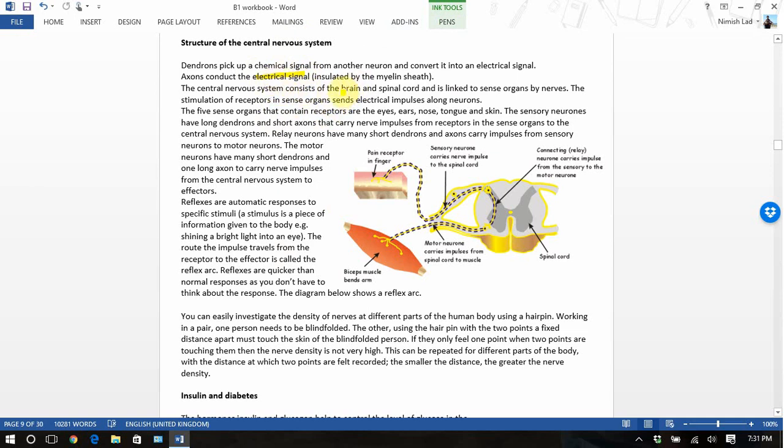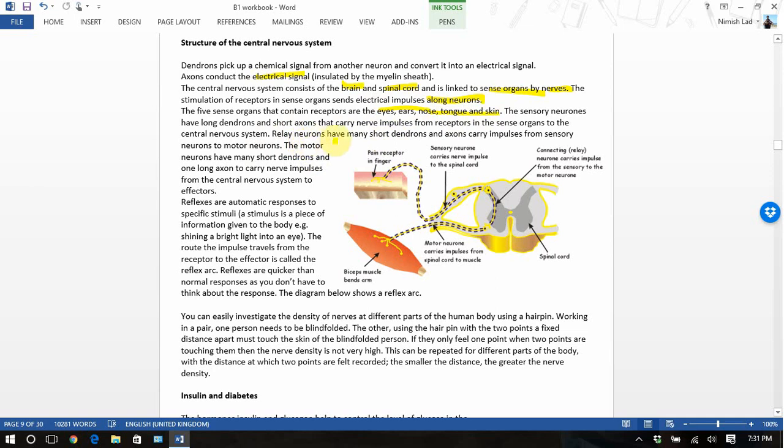Central nervous system, so here's the actual structure of it, contains the brain and the spinal cord and are linked to sense organs by nerves. The stimulation of receptors in sense organs sends electrical impulses along neurons. The 5 sense organs are ears, eyes, nose, tongue and the skin. And the sensory neurons have long dendrons and short axons that carry nerve impulses from the receptors to the sense organs to the central nervous system.